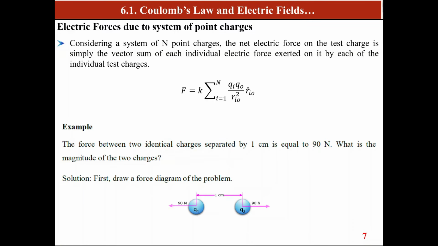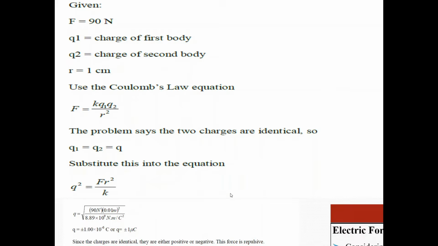Therefore, you know that force is equal to K times Q1 Q2 over R square. Q1 and Q2 are the same, therefore force is equal to K times Q square over R square. So F R square over the K constant is equal to Q square. So the square root of F R square over the value of K is equal to the charge. So for the square root we have to use a plus or minus sign. Here is the solution. The force is 90 Newton.